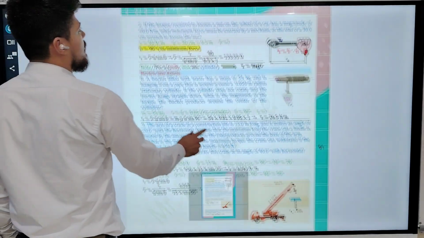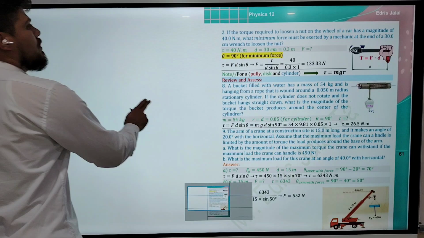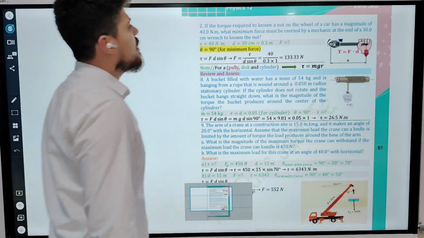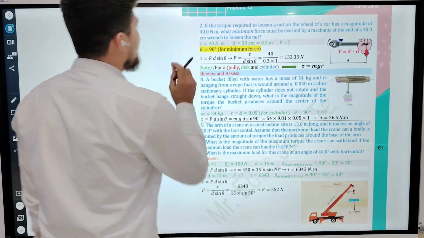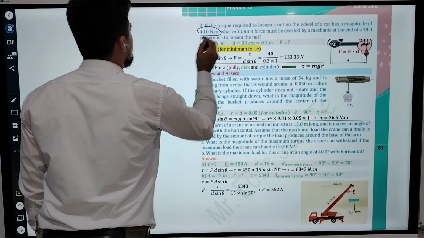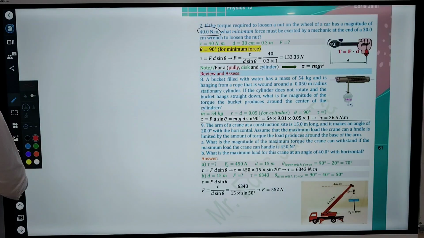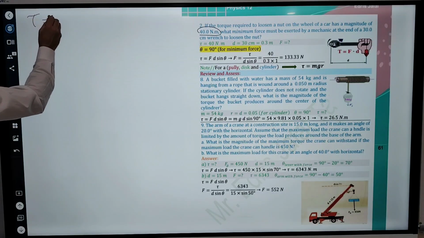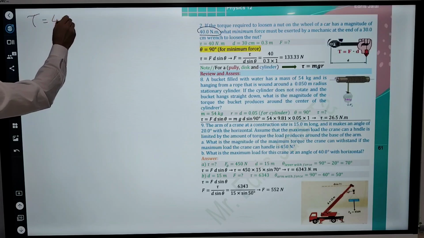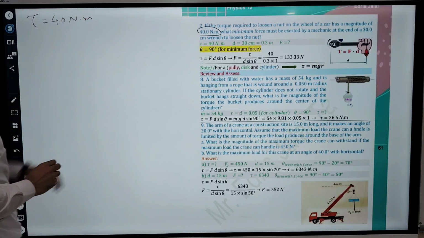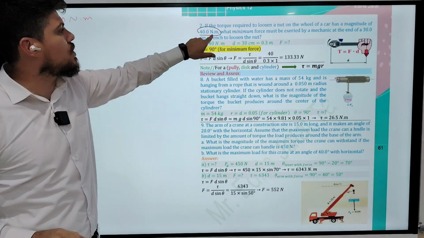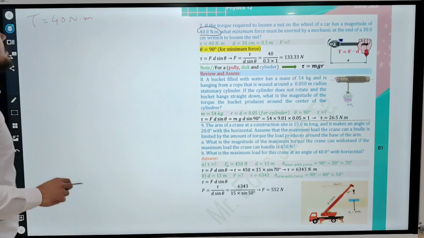Question 2. If the torque required to loosen a nut on the wheel of a car has a magnitude 14 Newton meter. What is this? This is torque. How did you know? By the unit. Torque was given is equal to what? 14 Newton meter. How did you know this is torque? Because of the unit. Newton meter is measured for the torque.